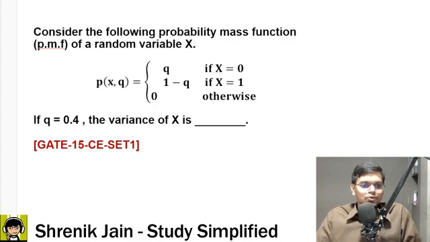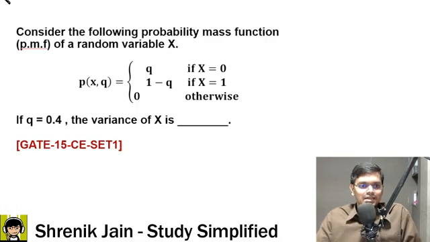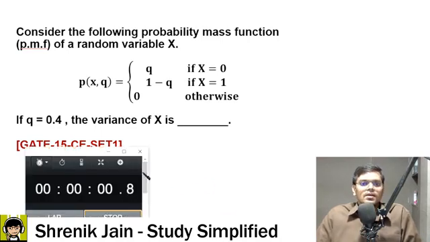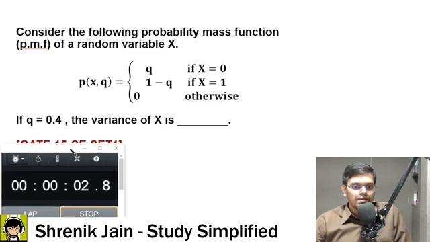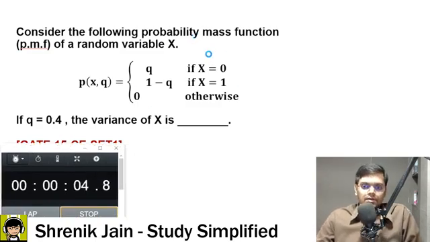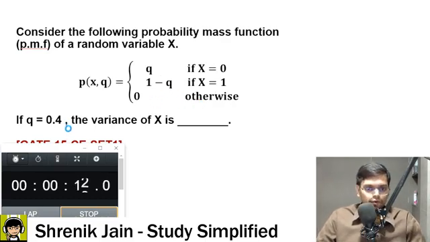Try this easy question. 2015 Civil Engineering Set 1. Consider the following PMF, probability mass function, of a random variable x. Further they are saying this PMF looks like this. If x is 0, function is q. x is 1, function is 1 minus q. Otherwise, the function is 0. So if q is 0.4, can you find the variance of x?